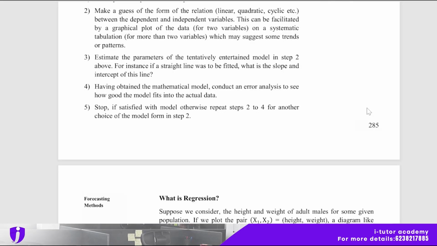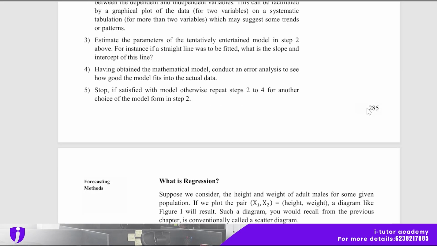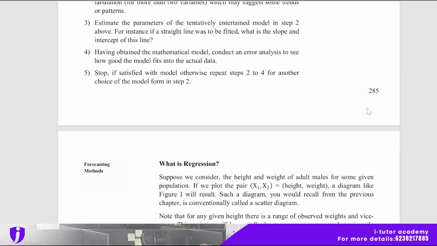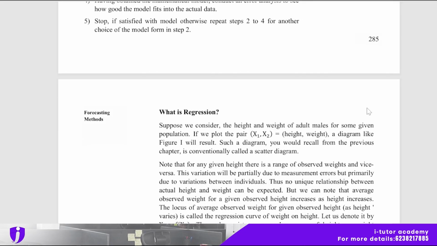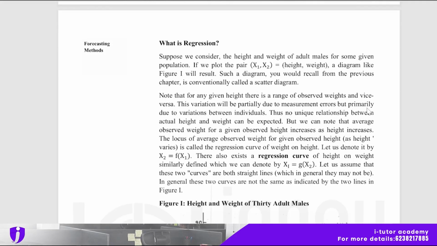For instance, if a straight line was to be fitted, what is the slope and intercept of this line? Step 4: having obtained the mathematical model, conduct an error analysis to see how well the model fits the actual data. Stop if satisfied with the model, otherwise repeat steps 2 to 4 for another choice of the model from step 2. And what is regression?